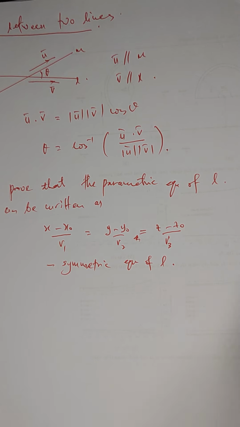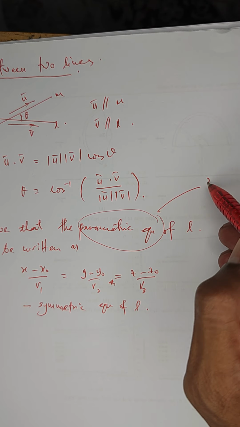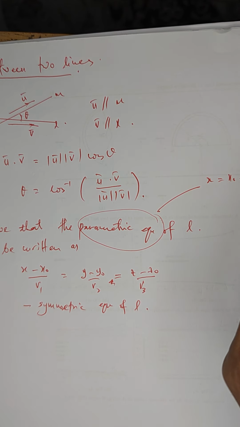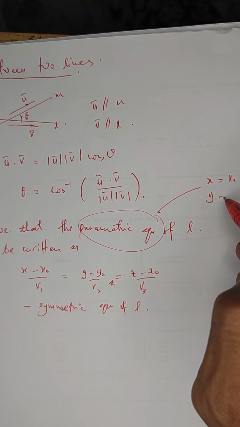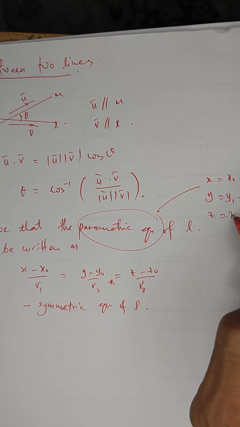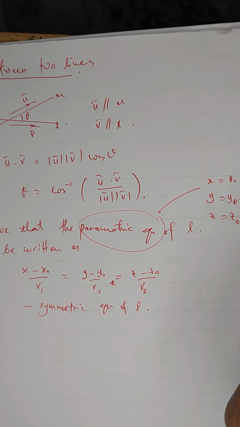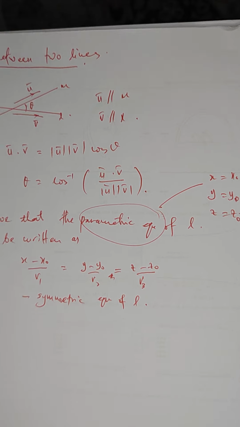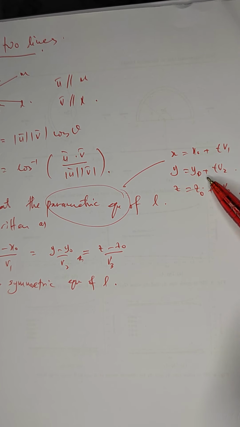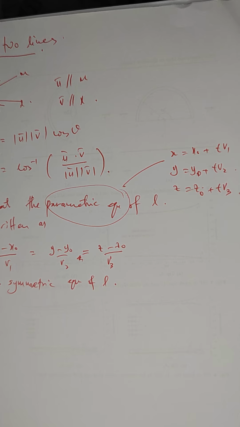It's not difficult to prove, because from the parametric equation, what is the parametric equation? We have x equal to x naught plus tv1, y is y naught plus tv2, and z is equal to z naught plus tv3, where the point x naught, y naught, z naught is on the line, and the vector with components v1, v2, v3 is parallel to the line.